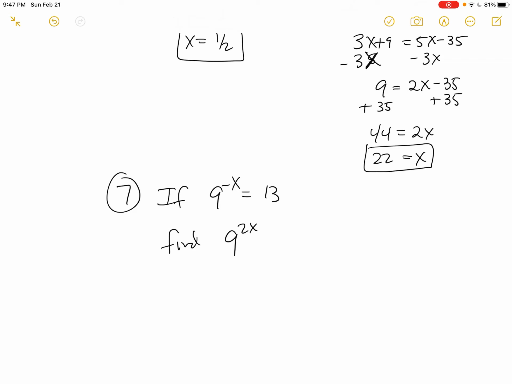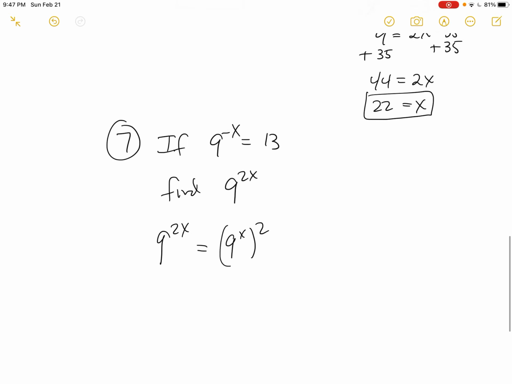So what's 9 to the 2x? Let's start out with what we want to find. 9 to the 2x is 9 to the x squared. Now they didn't give me 9 to the x. They gave me 9 to the negative x. So if 9 to the negative x is equal to 13, what's 9 to the x equal to? Well, 9 to the negative x is equal to 13. So that means 1 over 9 to the x is equal to 13.